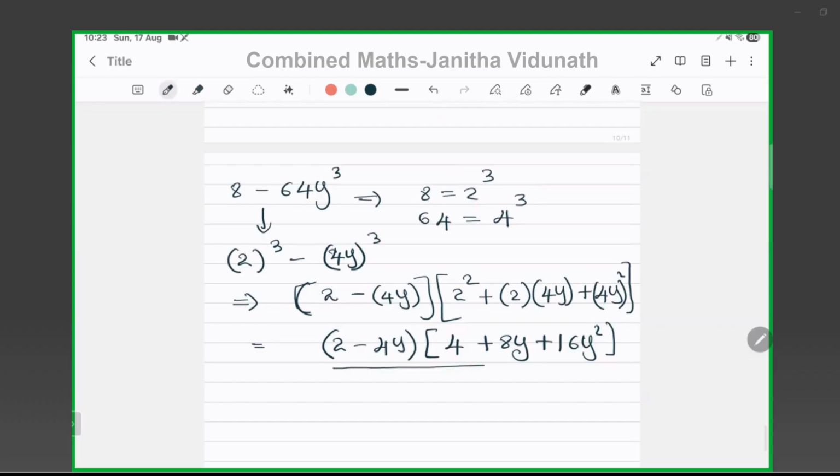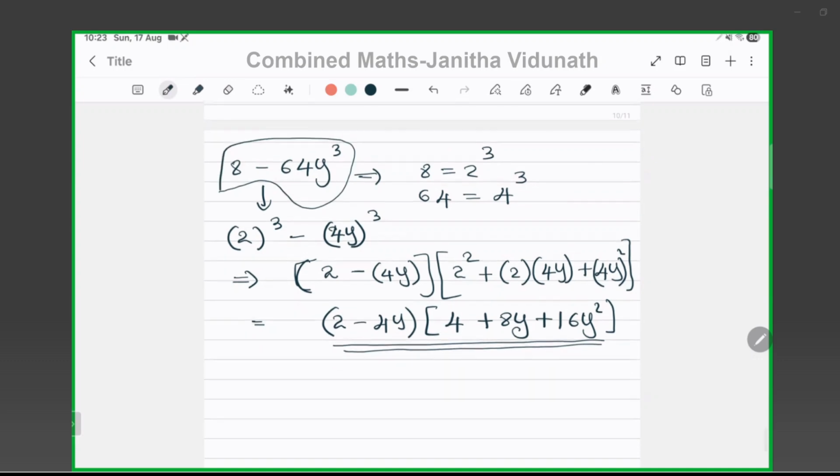This is factorization where we got our formula for the difference of two cubes. But we can do factorization with another technique for this. We can use another technique to factorize this. Here we have 8 minus 64y cubed.